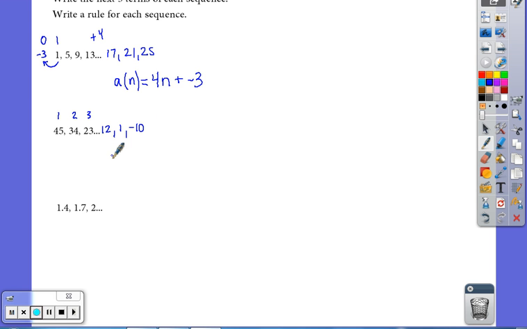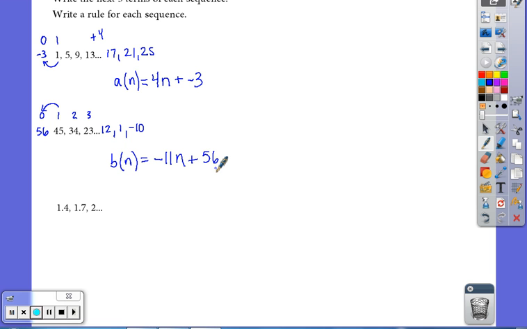Write my rule. So b of n equals negative 11. Since it's going down, I want the negative to represent decreasing, and I must go backwards 1 to get my 0 term. Well, if subtraction is my rule, backwards would be addition. So if I add 11 to 45, I would get 56. So plus 56 from my term 0.